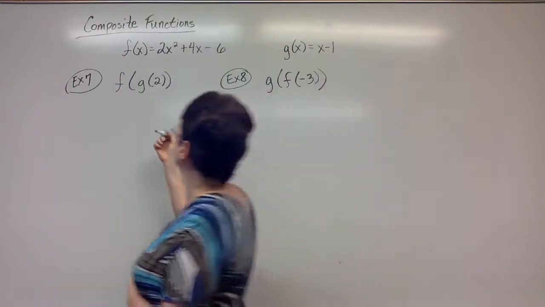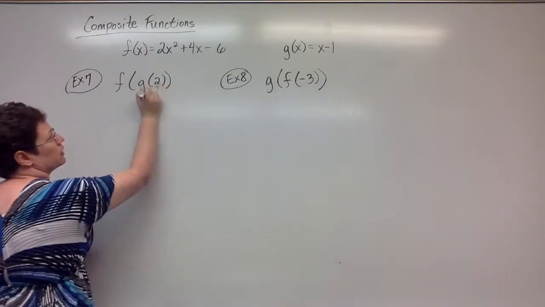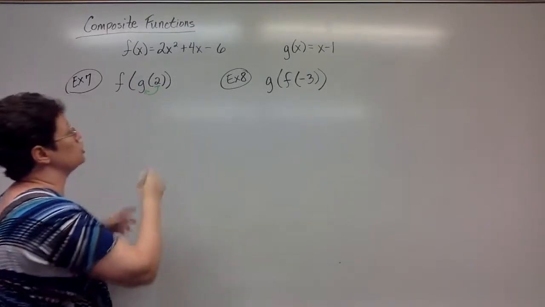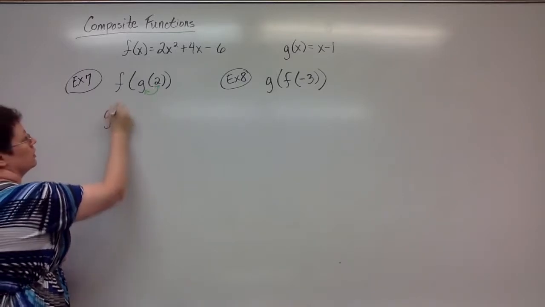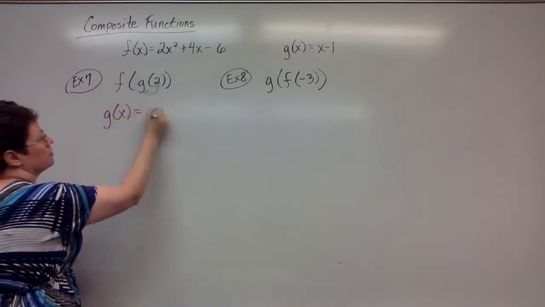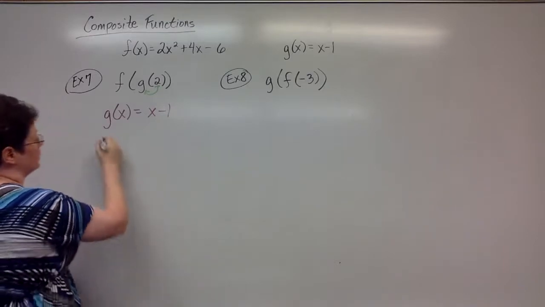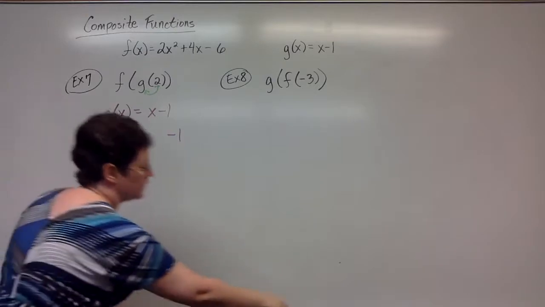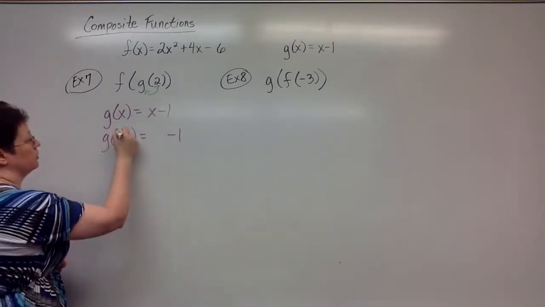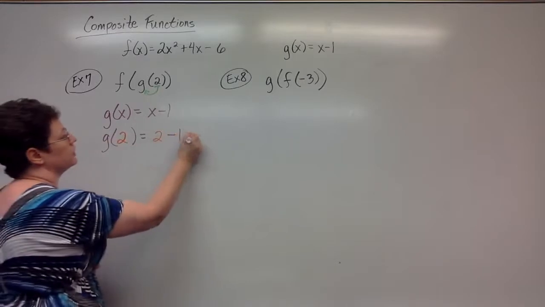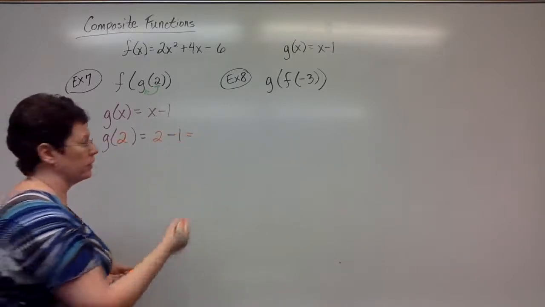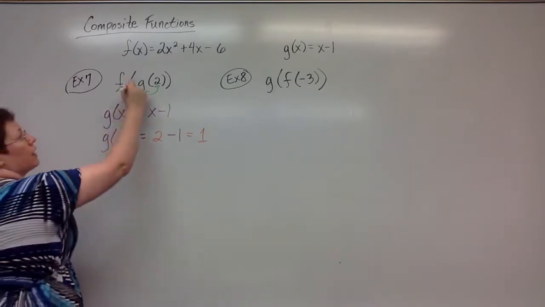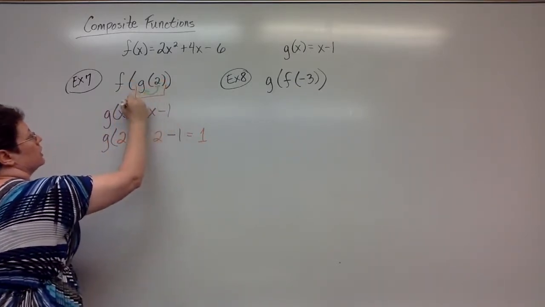Let me explain. I'm going to take the 2 and plug it into g first. Okay? So where's my g? My g of x equals x minus 1, right? So I want the g of 2. So everywhere there's an x, I'm plugging in a 2. G of 2 is 2 minus 1. What is 2 minus 1? Well, that was kind of anticlimactic, right? It's just 1.